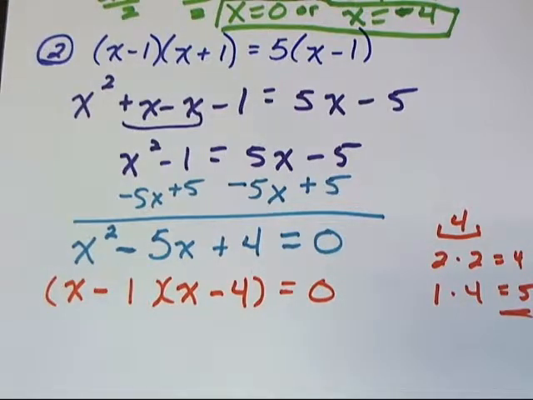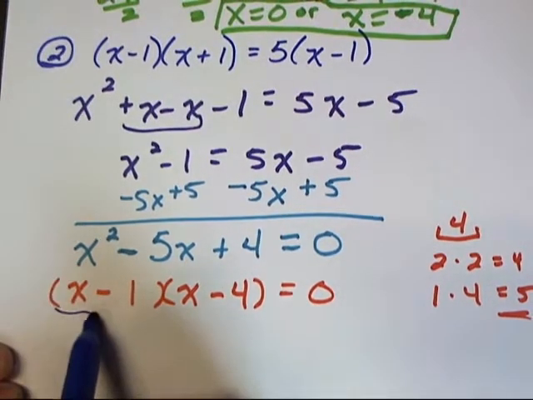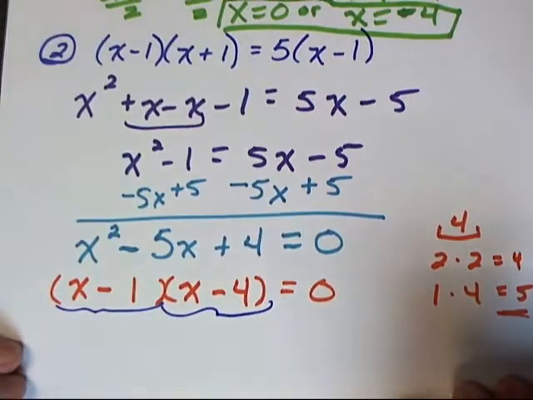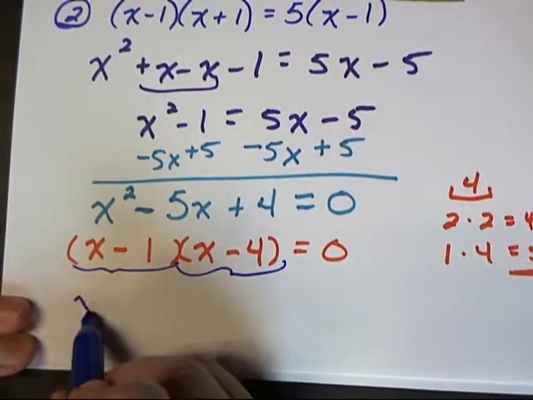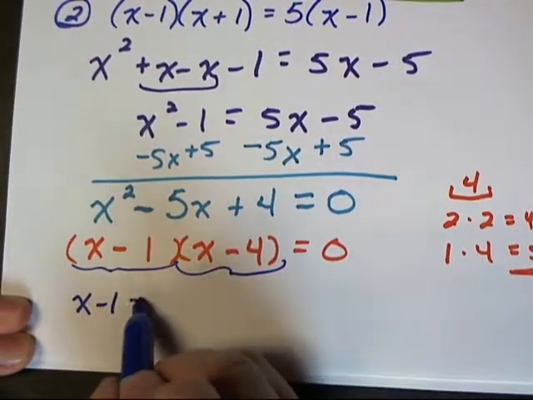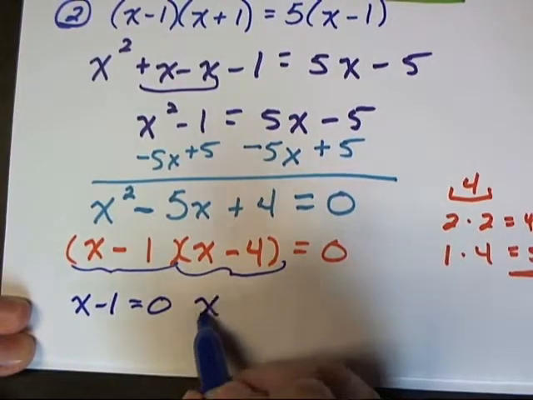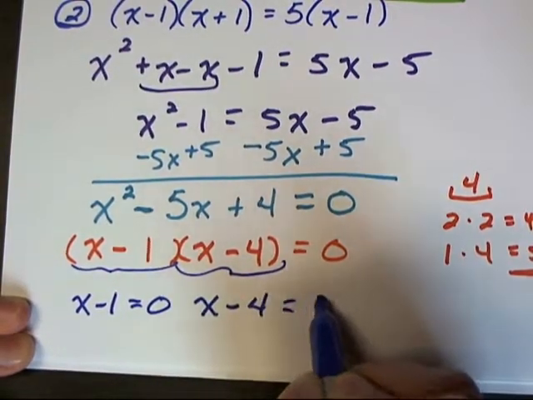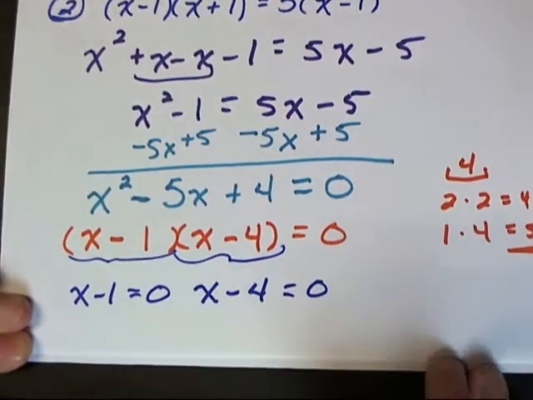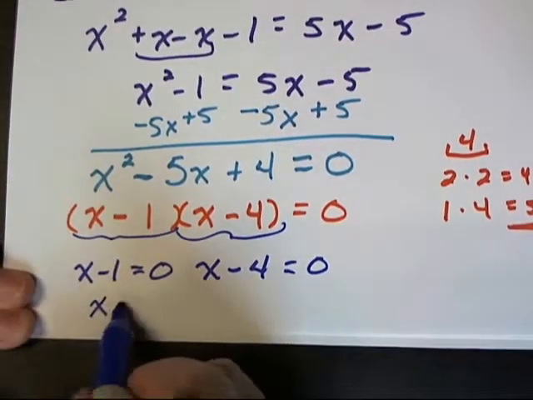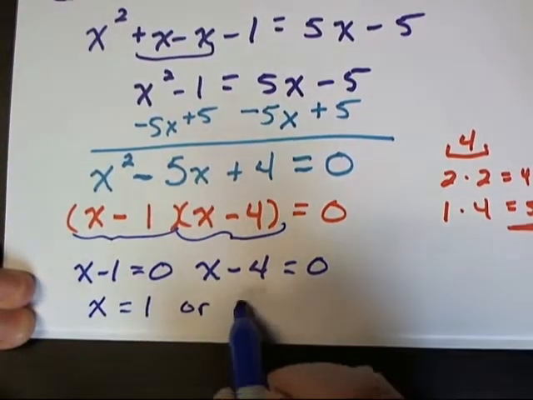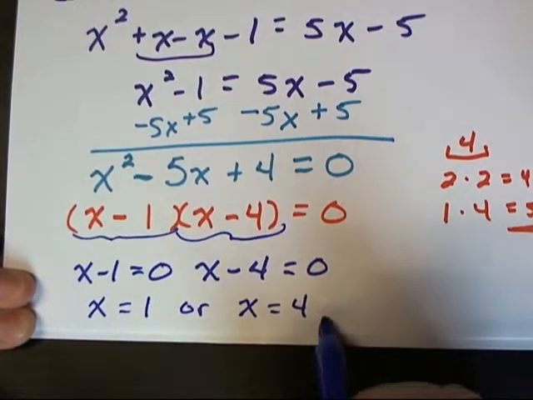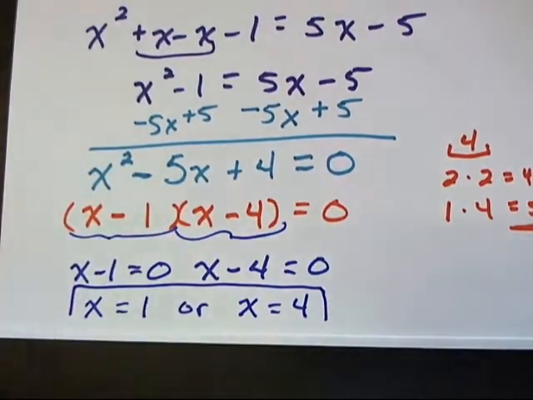Now we have factored form. So now we can set the two factors separately equal to 0 to solve. This is called using the zero product property, saying that if two things are multiplied together and they're equal to 0, one or the other or both must equal 0. And we found our two solutions, x equals 1 or x equals 4.